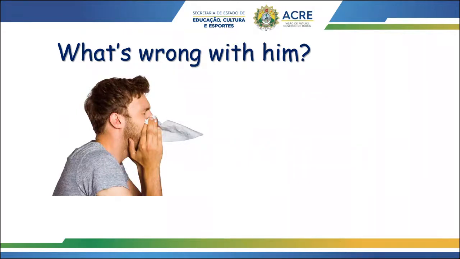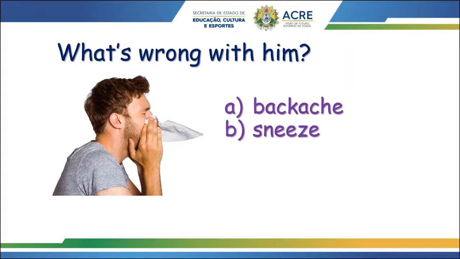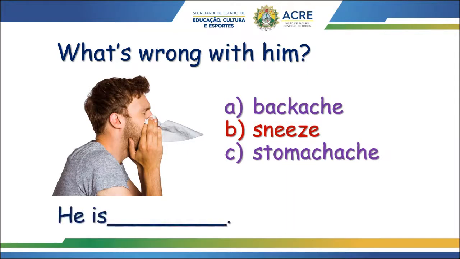What's wrong with him? What's the problem? Letter A, backache. B, sneeze. C, stomachache. A, B, or C? Letter B, sneeze. So the sentence is he is sneezing, right? He is sneezing.